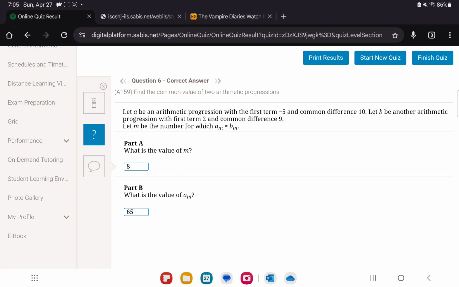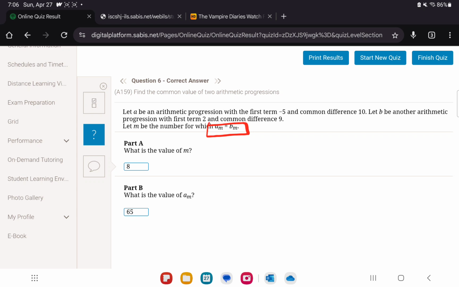Okay, this one's also very, very simple. We do the same thing we did last time, technically kind of the same thing. Okay, so they're telling you let A be an arithmetic progression with the first term minus 5 and a common difference of 10. Let B be another arithmetic progression with first term 2 and common difference 9. Let M be the number for which AM equals BM, okay? So here we're trying to find M in the first part, and then we need to find AM, okay? So let's find M first. We're gonna use this formula here.